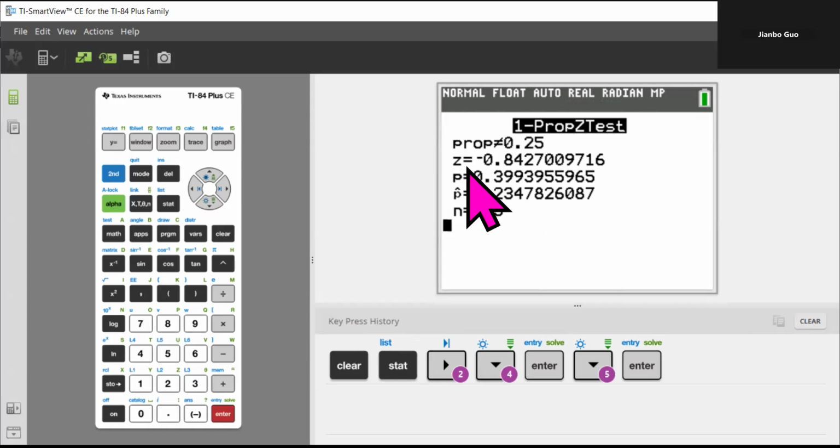And Z here is the test statistic. Capital P here, that's the p-value. The problem requires us to use the p-value method to make a decision regarding the null, right? Since our p-value is 0.3099, like almost 0.4, almost 0.4.